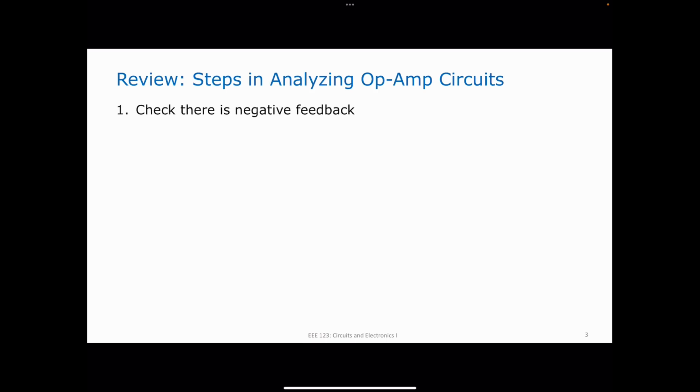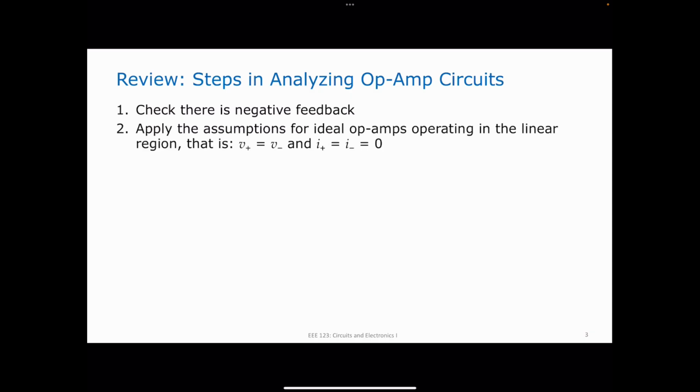The first thing you have to do is check that there is negative feedback. If there is negative feedback, then chances are your op-amp will be operating in the linear region. So we applied the assumptions for ideal op-amps operating in the linear region, and those assumptions are, first, that the non-inverting input voltage will be equal to the inverting input voltage. That's V plus is equal to V minus. And then the second assumption is that the currents flowing into either your inverting input or non-inverting input will be equal to 0.